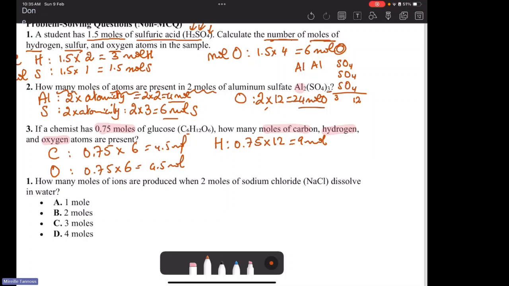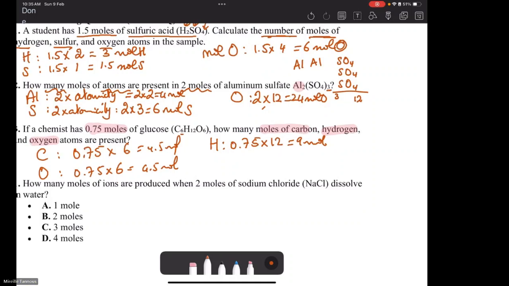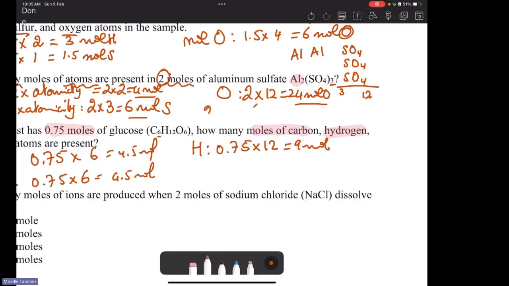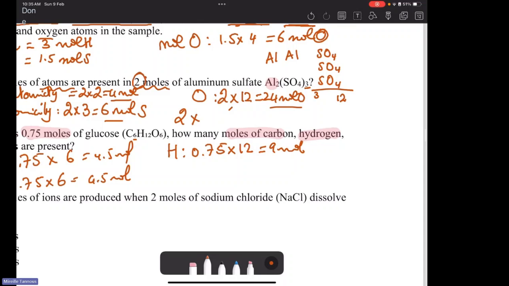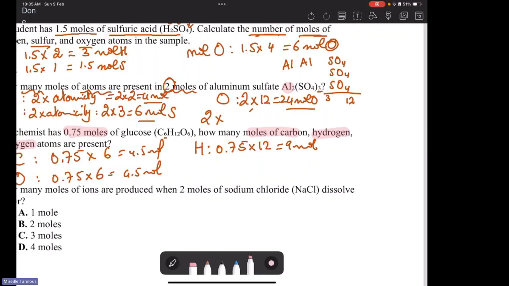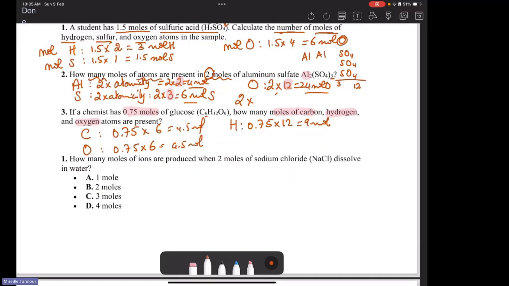Yes, I can say 4 plus 6 plus 24. And if you want, I can simply say the given mole multiplied by the total atomicity. The total atomicity is 2 aluminium plus 3 plus 12. Yes, you're right, 17. So here I get the same number, 34 moles. And if I add 4, 6 and 24, that is also 34 moles. Okay?